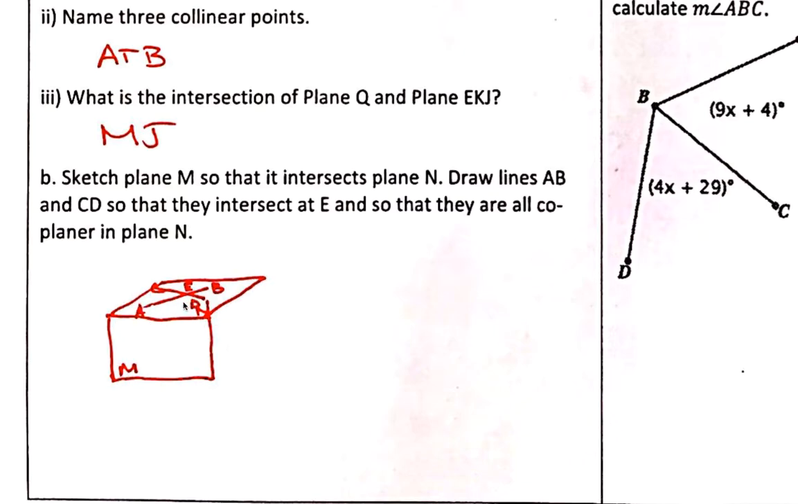And then you need to draw AB. Here's my AB, and CD, here's CD. So they intersect at E, so their intersection is point E. So they're all coplanar in plane N. Well, here's plane N, and this would be plane N. They're all in that plane, and so we're good there.